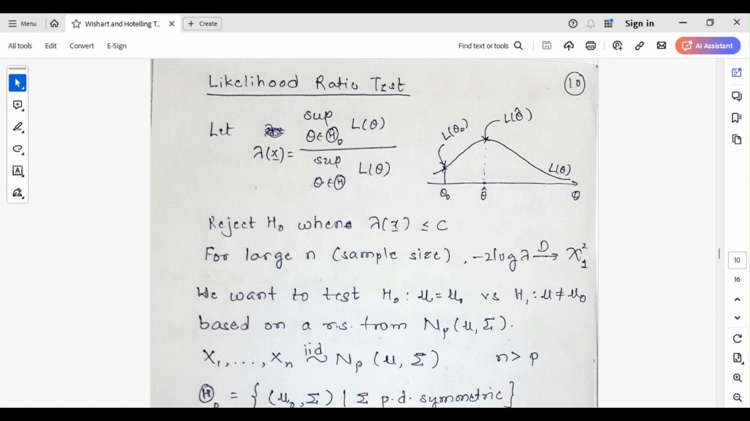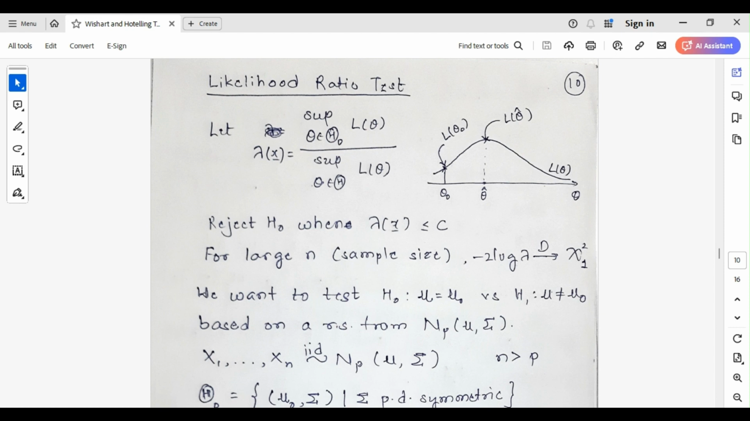Even though one does not know the exact distribution of lambda x, when a large sample is available, one can use this asymptotic or large sample distribution of minus 2 log lambda x and find the constant c. That's why the likelihood ratio test is widely used whenever the sample size is large.